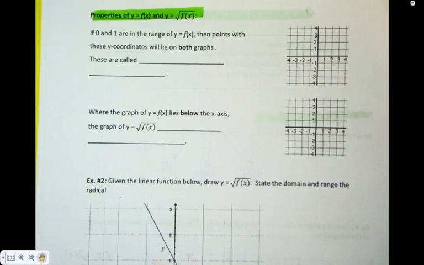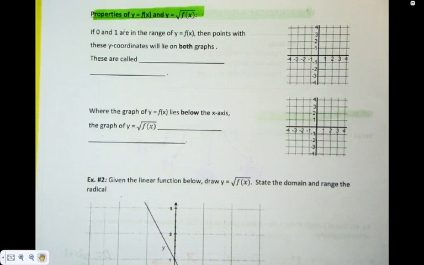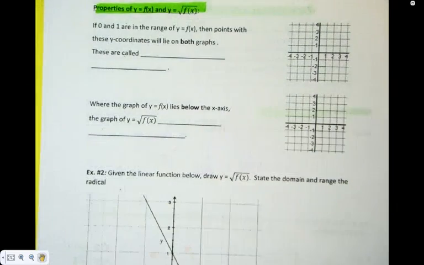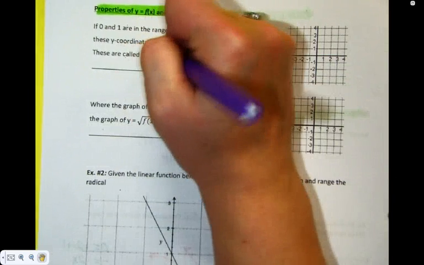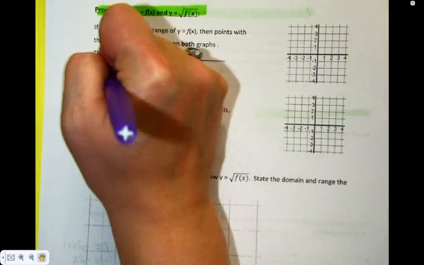If 0 and 1 are in the range of y equals f of x, then the points with these y coordinates will lie on both graphs. What that's saying is if you go where y equals 0 and y equals 1, it's not going to change from one to the other. Why? Well, what's the square root of 0? 0. And what's the square root of 1? 1. So they're not going to change because they are their own square roots. Are there any other numbers that are their own square roots? Nope. We call these invariant points.